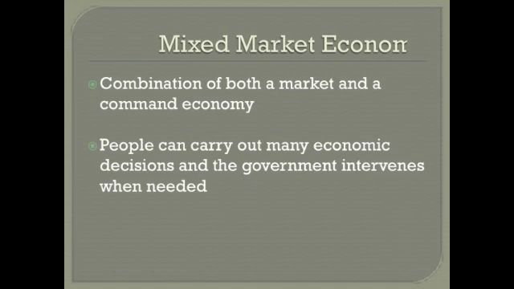Okay, the last is called a mixed market economy. Now it's a combination of both a market and a command economy. Okay, people can carry out economic decisions and the government intervenes when needed. Basically, this is what the U.S. has. People get to decide what gets produced, how it's going to be produced, and if absolutely necessary, the government will intervene. Okay, these are things like if you look at Roosevelt when he started Social Security. Okay, that was an absolute necessity, so he started it. That kind of shows how the U.S. is a mixed market.